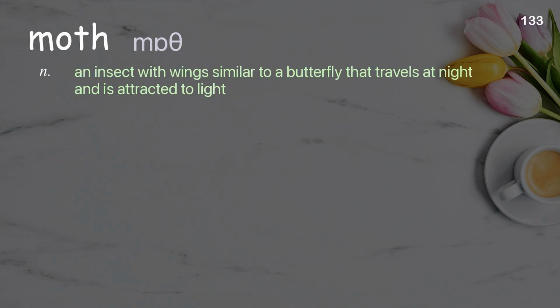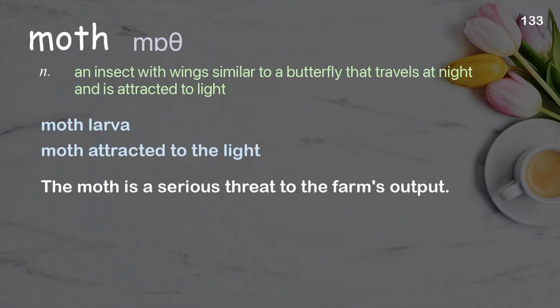Moth: an insect with wings similar to a butterfly that travels at night and is attracted to light. Examples: moth larva, moth attracted to the light. The moth is a serious threat to the farm's output.